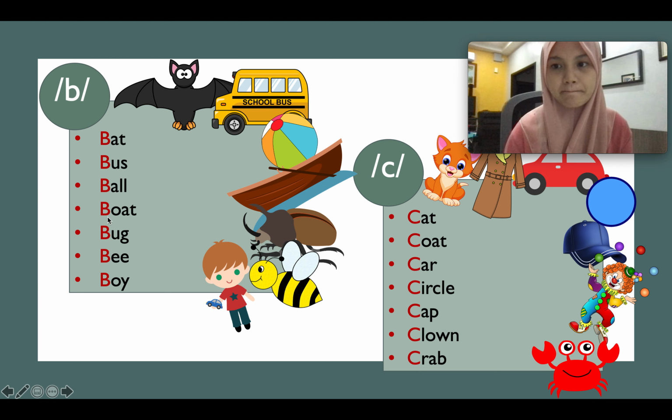Boat. Boat. B. Boat. So this is the boat. Next one, bug. Bug. B. Bug. This is the bug. Bee. B. B. Bee. This is the bee.